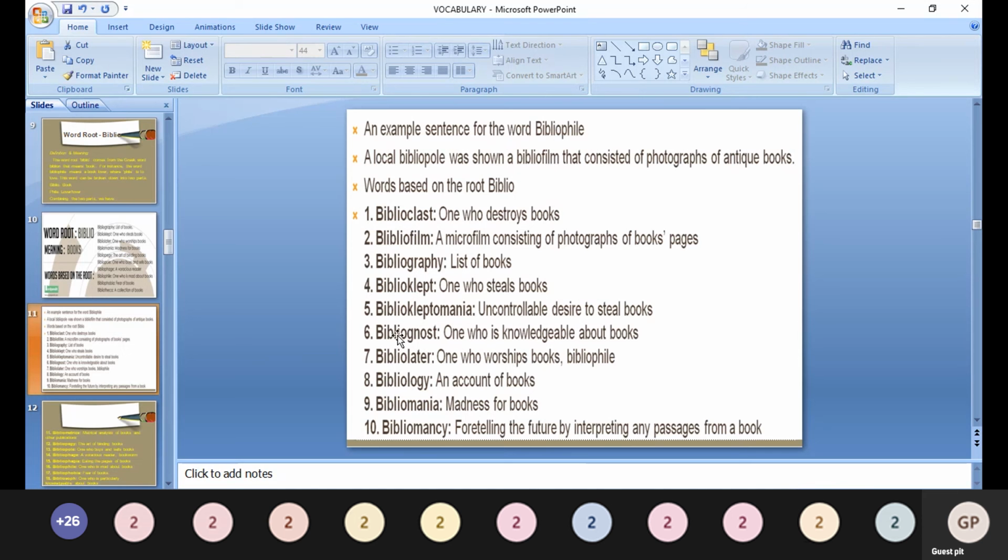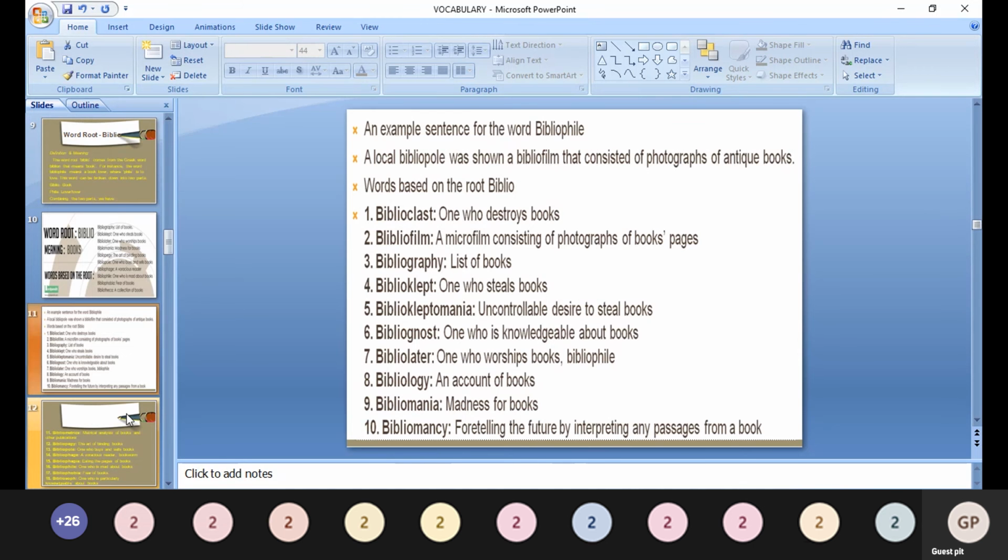Bibliokleptomania, an uncontrollable desire to steal books. Bibliophile, one who is knowledgeable about books. Bibliolater, one who worships books. Bibliology, an account of books, like biology. Bibliomania, a madness for books. Bibliomancy, foretelling the future by interpreting passages from a book.